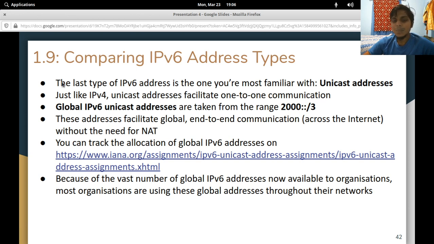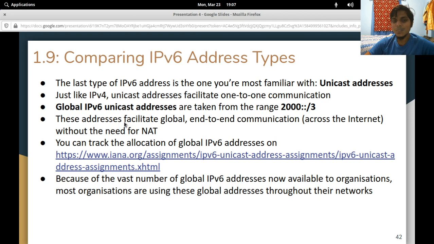So the last type of IPv6 address is the one you're most familiar with, which is unicast addresses. Just like IPv4, unicast addresses facilitate one-to-one communication. So that's one person talking to one other person. Global IPv6 unicast addresses are taken from the range 2000::/3. So you see, this is just a very few bits we reserve here. This address space is going to be huge. We reserve 3 bits here, and then the other 125 bits could be changed, and we could create a bunch of different networks from this.